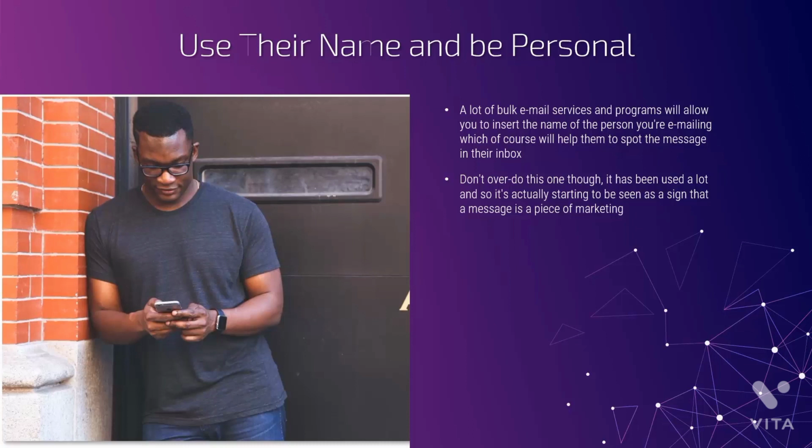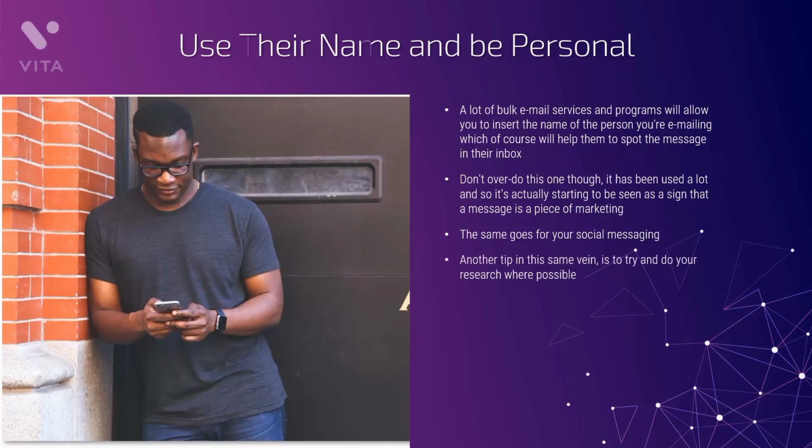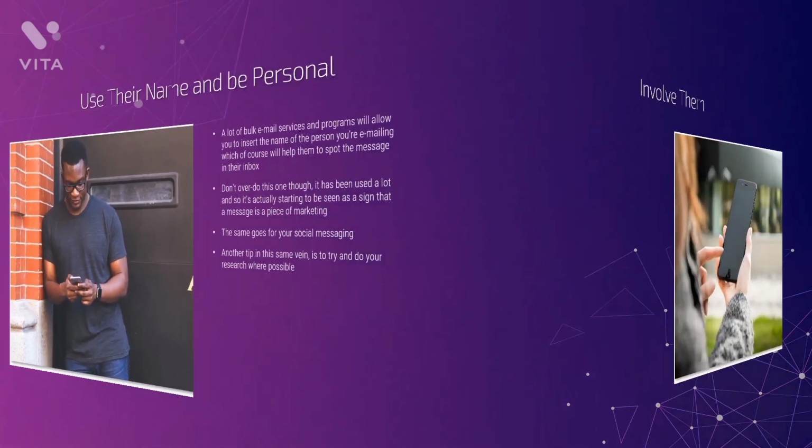Using their title or mentioning something about them like the website they own can be more effective, for instance. The same goes for your social messaging. Try to refer to the individual by name to demonstrate that you are not just sending out large amounts of spam content without giving any thought to who is on the receiving end. Another tip in this same vein is to try and do your research where possible. If someone messages you on Facebook through your page, you can view their profile in order to get an idea of who they are and what their interests might be.